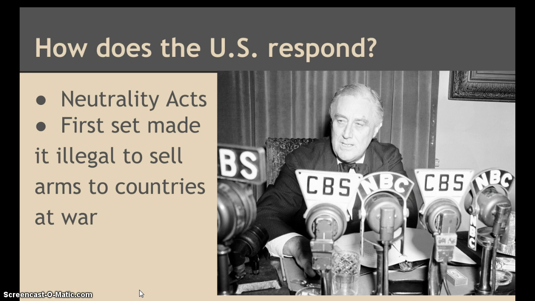If we look at number 4, how does the U.S. respond? We're going to put down several key bullets for these neutrality acts. The first one is in 1937 and 1938. And for those who remember their European history, that is the time that Hitler begins to take over Europe. We say that it's illegal for us to sell arms to any country at war.